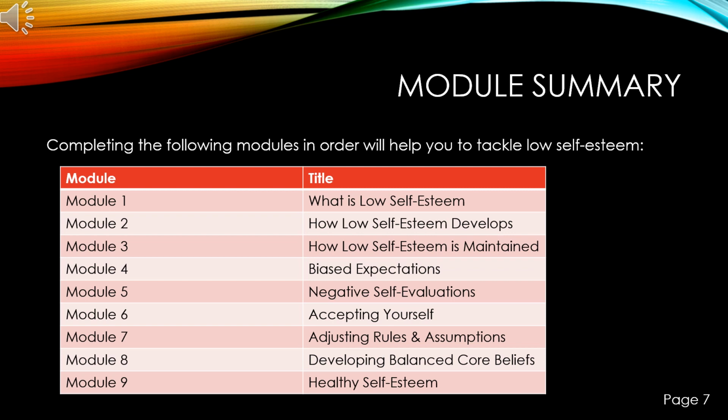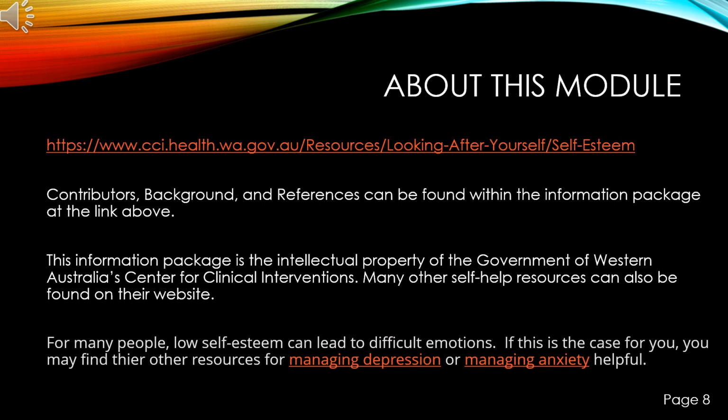Module 1, what is low self-esteem? Module 2, how low self-esteem develops. Module 3, how low self-esteem is maintained. Module 4, biased expectations. Module 5, negative self-evaluations. Module 6, accepting yourself. Module 7, adjusting rules and assumptions. Module 8, developing balanced core beliefs. Module 9, healthy self-esteem.